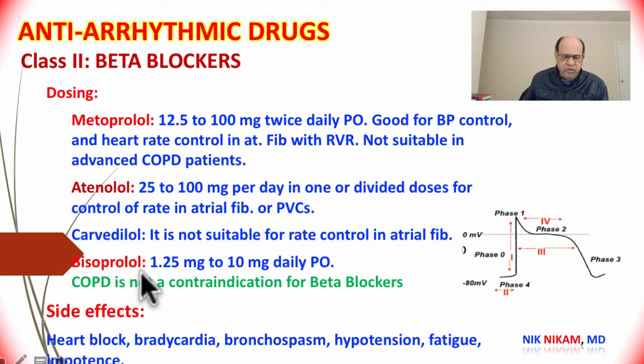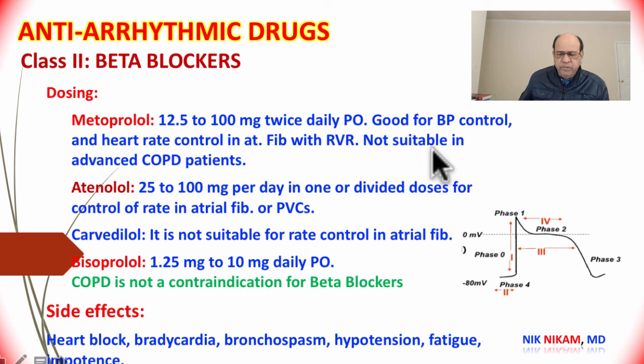Then we have bisoprolol. Metoprolol is a very commonly used drug in patients with atrial fibrillation for control of rate, in a dose ranging from 12.5 to 100 milligrams twice daily. In addition to controlling the rate in patients with atrial fibrillation, it also helps to control the blood pressure and is also useful in patients with congestive heart failure.